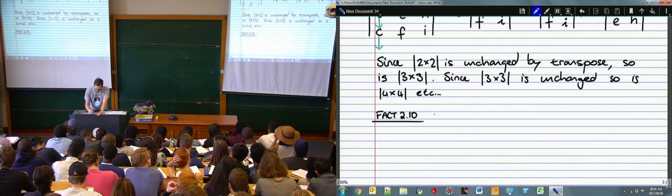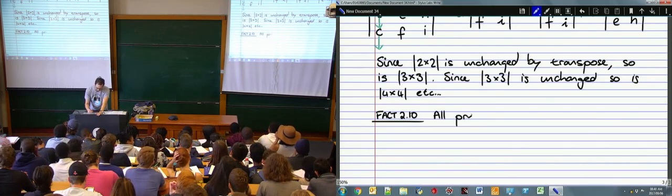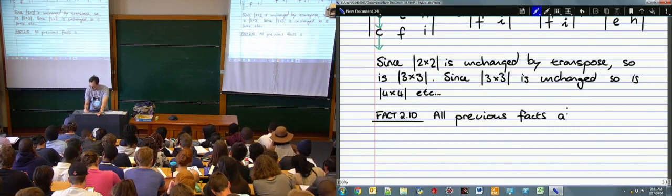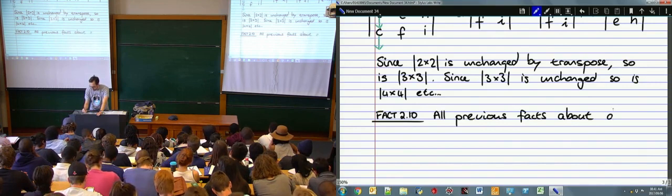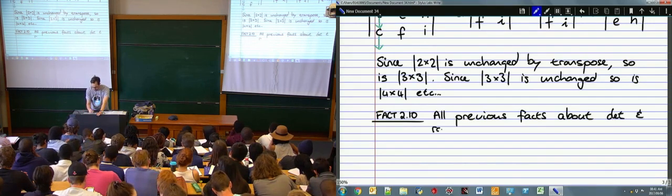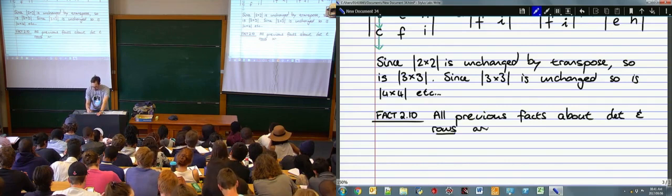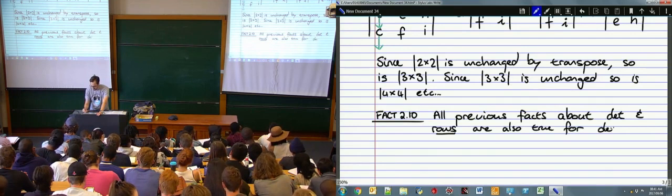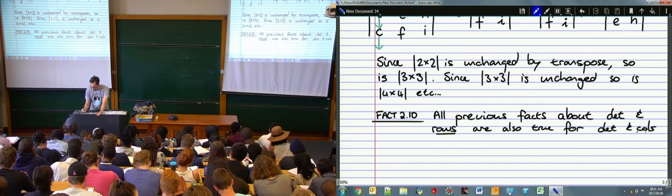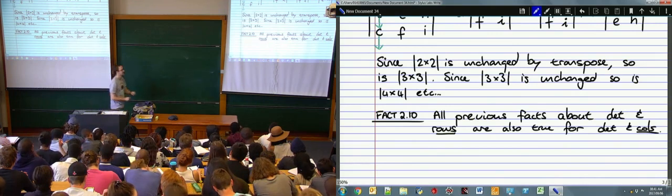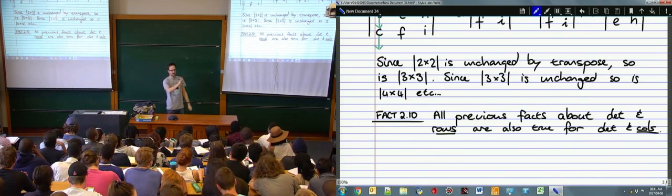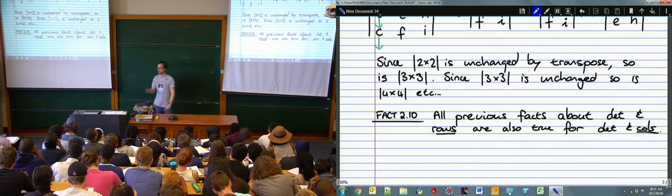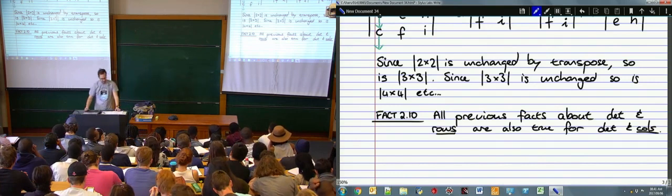So all previous facts about determinants and rows are also true for determinants and columns. And the way you see this is you just take the transpose, which leaves everything unchanged. You do all your row operations, and then you take the transpose back. So let's not worry too much about that.